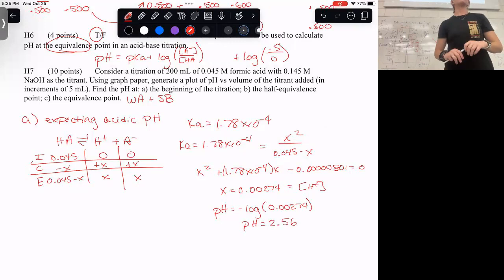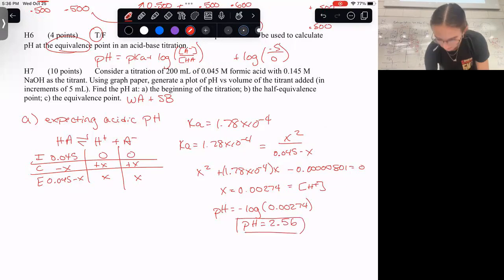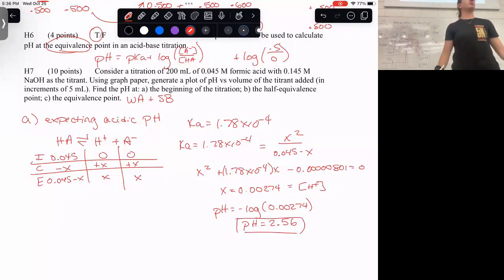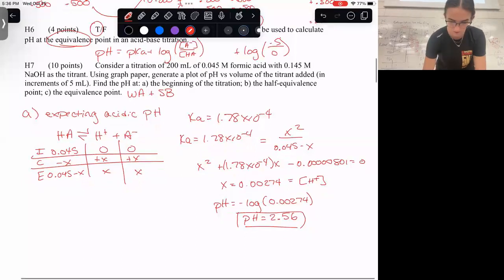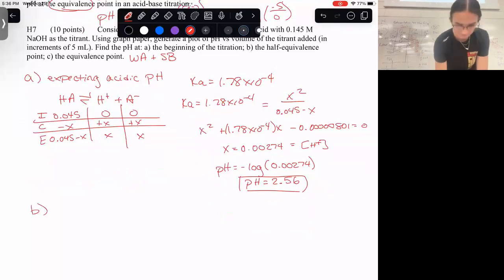Does this match what we predicted our pH to be? Yes, it does. Questions on how we find the pH at the beginning? Okay. Question B.